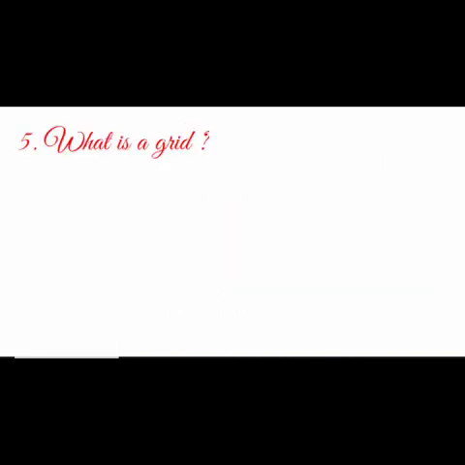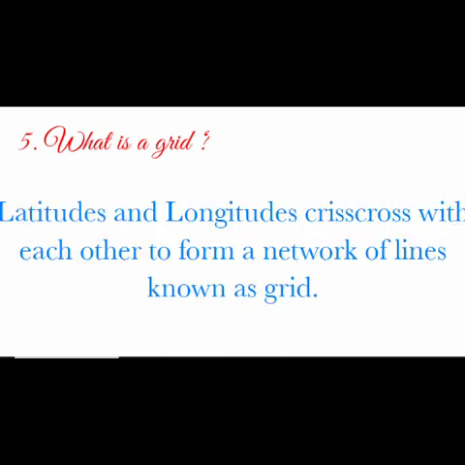Now comes the fifth question. What is a grid? The answer is, latitudes and longitudes crisscross with each other to form a network of lines which are called grid.